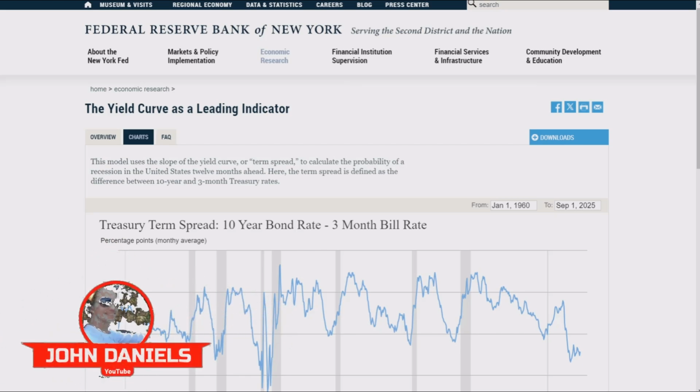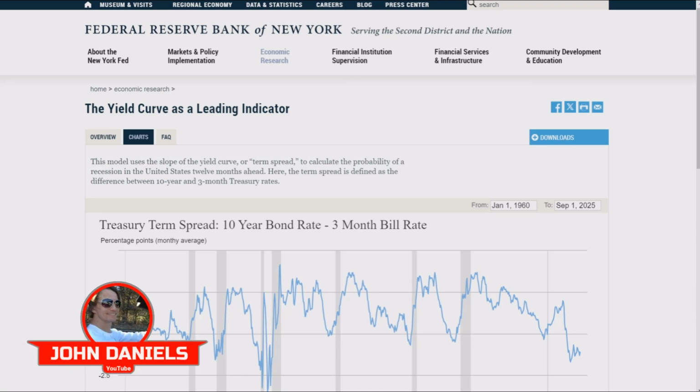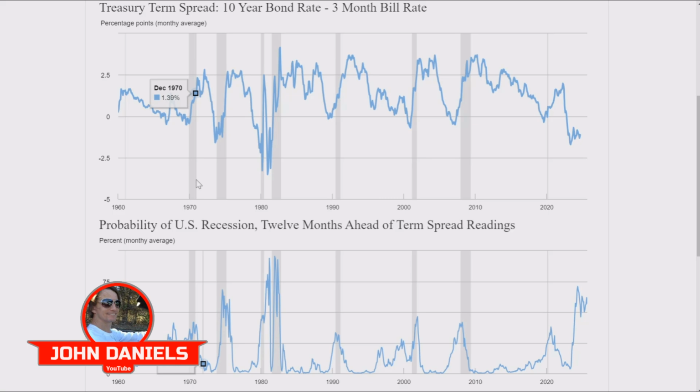We're going to take a look at the uninversion of the 10-year versus the 3-month Treasury rate. The Federal Reserve uses this information to calculate the probability of a recession. Let's take a look at the chart.